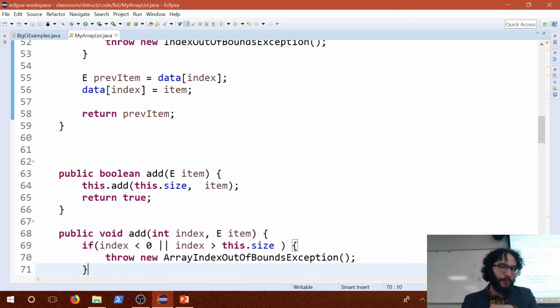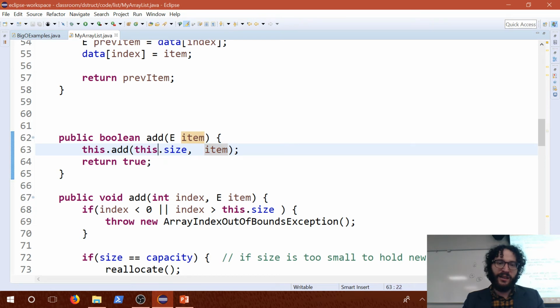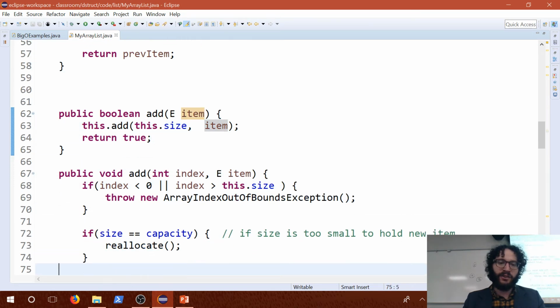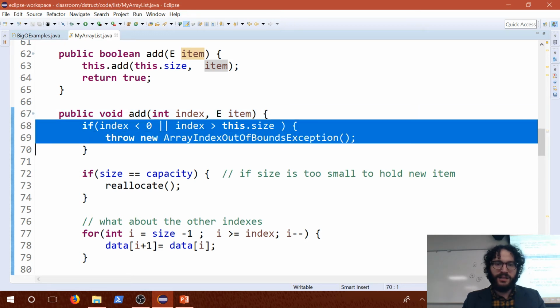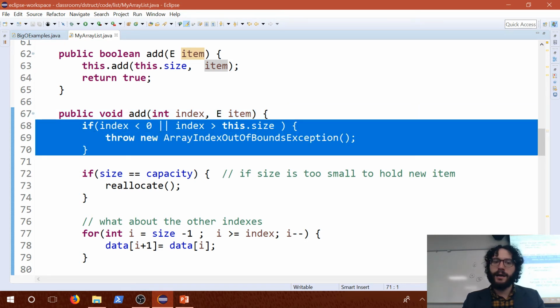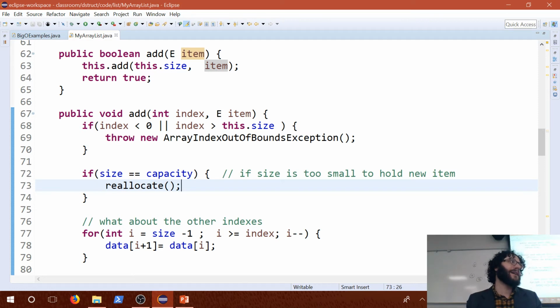All right. So what about add over here? Well, this just says add it to the end. So let's look at add. Add is where it's going to start getting a bit complicated, okay? So first off, checking to see if it's out of bounds, that's a simple thing to do, right? If the size is equal to capacity, in other words, if we've added an item and it's too big, then we have to reallocate. In other words, if we're out of space, we have to reallocate.